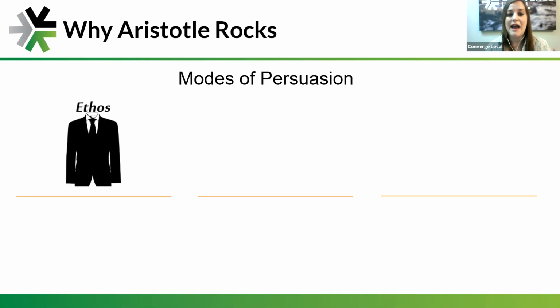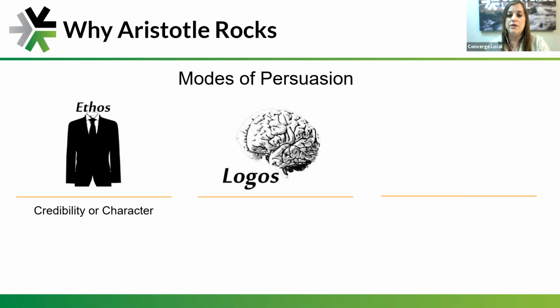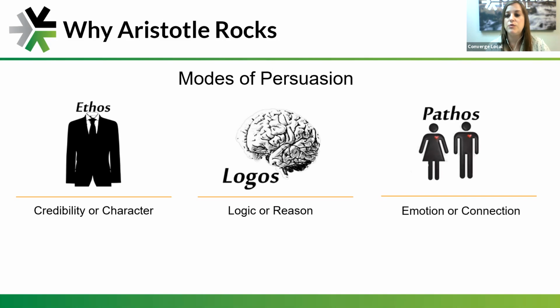Okay, the first one, they have fancy Latin names. So the first one is ethos, and that's credibility or character. Logos, which is logic or reason, and pathos, which is emotion or connection. So these 3 things, whether we realize it or not, are what we are evaluating to establish trust or belief in a person or a business. And this is particularly compelling when we talk about it in terms of businesses, because remember I said people don't do business with businesses, they do business with people.